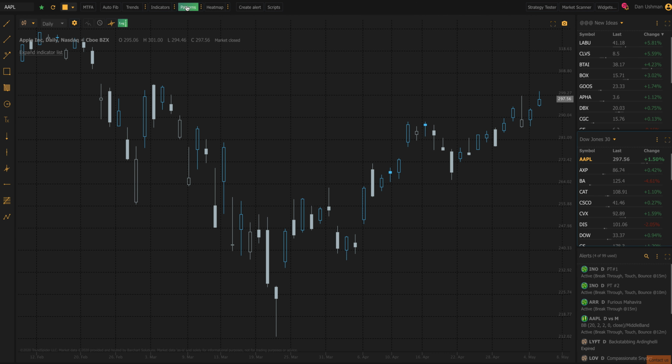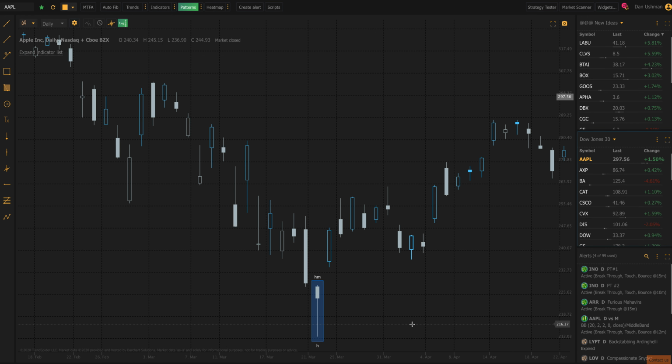Let's find out. First thing we're going to do is turn on pattern recognition. We're going to select a hammer. And there's actually two different types of hammers, so we're going to pick them both. And you'll see how this particular hammer is highlighted and selected as fitting that definition. Now, isn't it interesting that this hammer formed at a low?